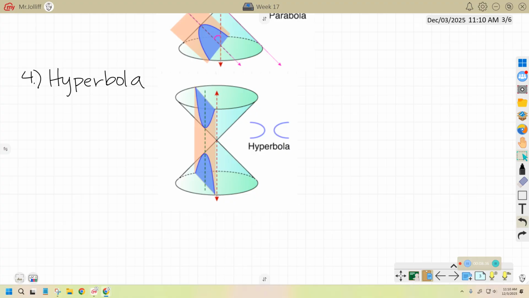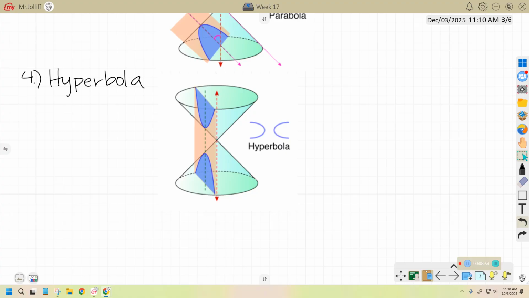And with hyperbolas, the 2 curves will always face away from each other. Sometimes they're up and down U shapes. Sometimes they're side to side U shapes, but they always open opposite each other. Their vertices are towards each other.